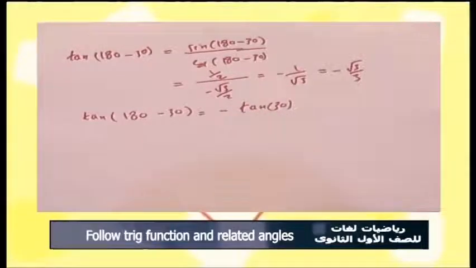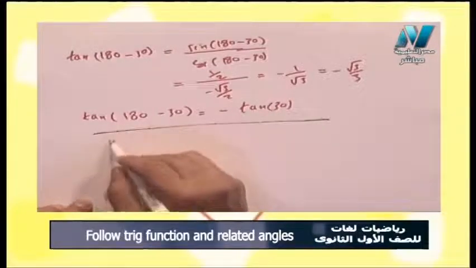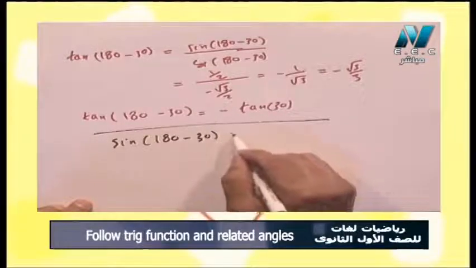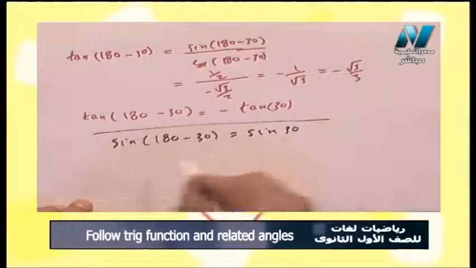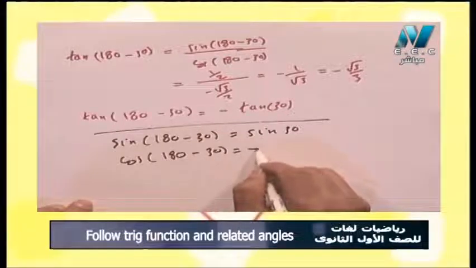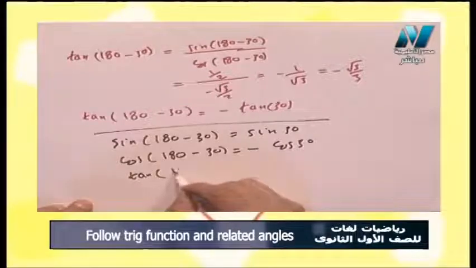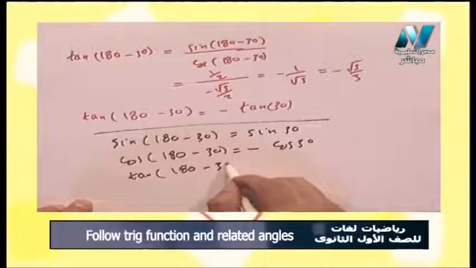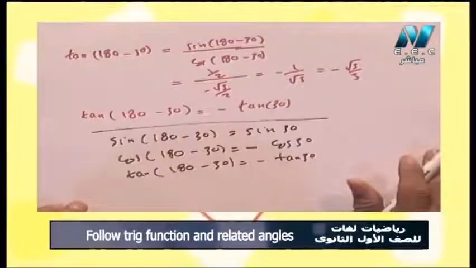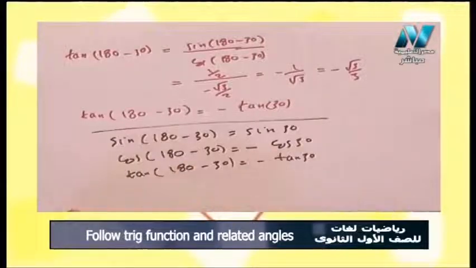We can conclude the previous things: sine 180 minus 30 equals sine 30, cosine 180 minus 30 equals negative cosine 30, and tan 180 minus 30 equals negative tan 30. And this explains why cosine and tan are negative in the second quadrant.